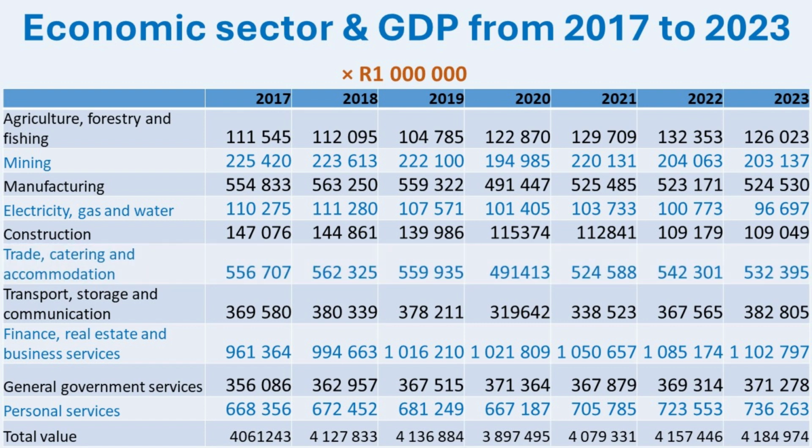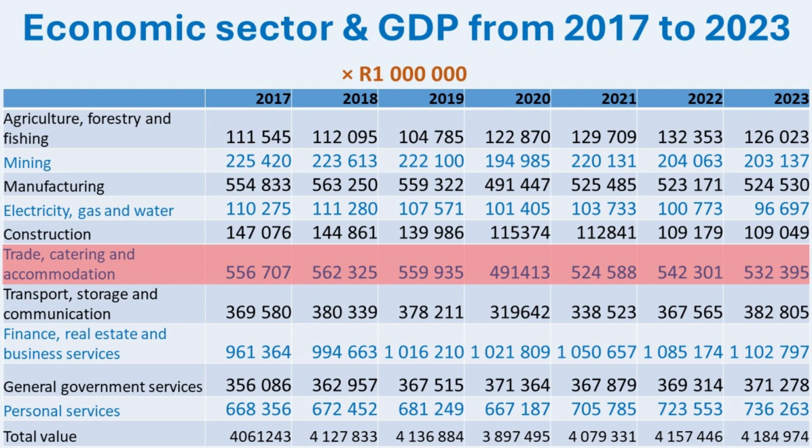For example, from 2019 to 2020 the contribution to GDP from trade, catering and accommodation went down by about 68 billion rands. Remember to multiply figures in the table by 1 million to get the correct figures. The figures in the table have had a million removed to make them easier to see and read. So, what could have caused the GDP contribution from trade, catering and accommodation to drop significantly from 2019 to 2020?